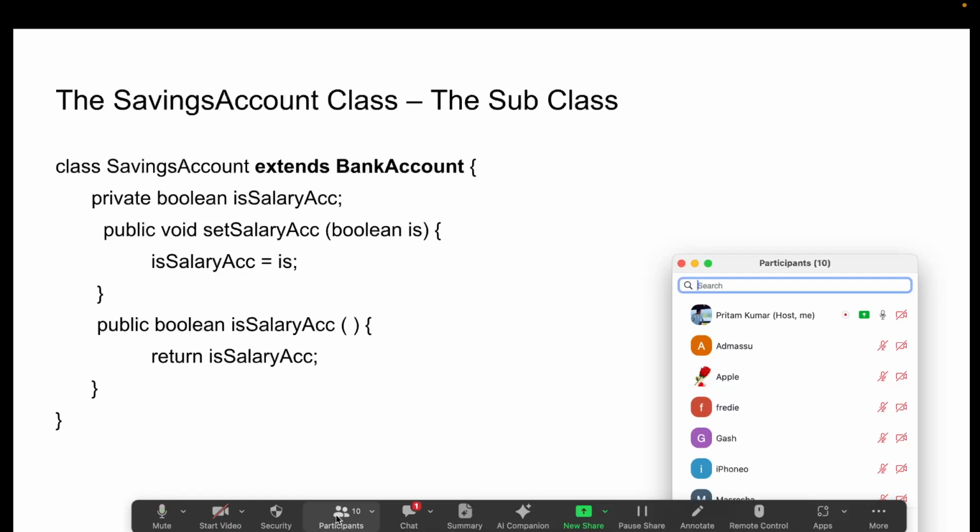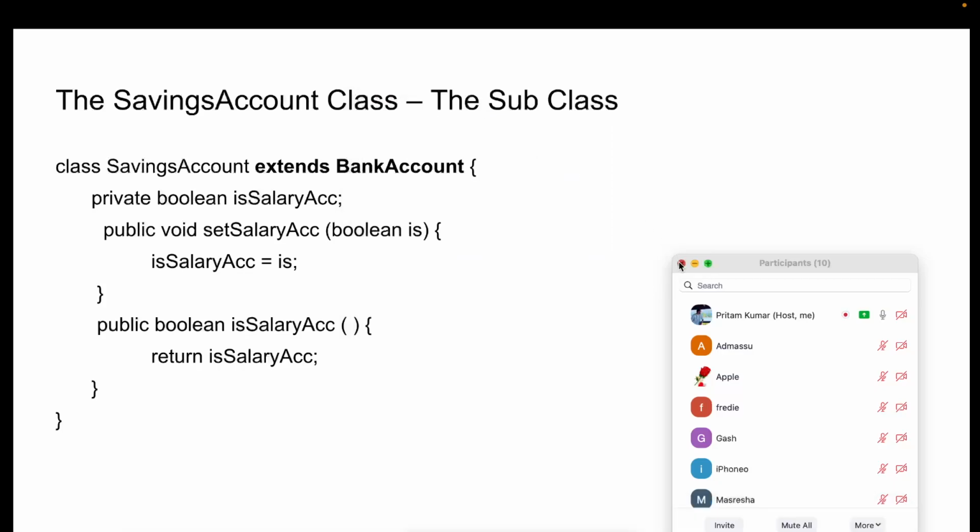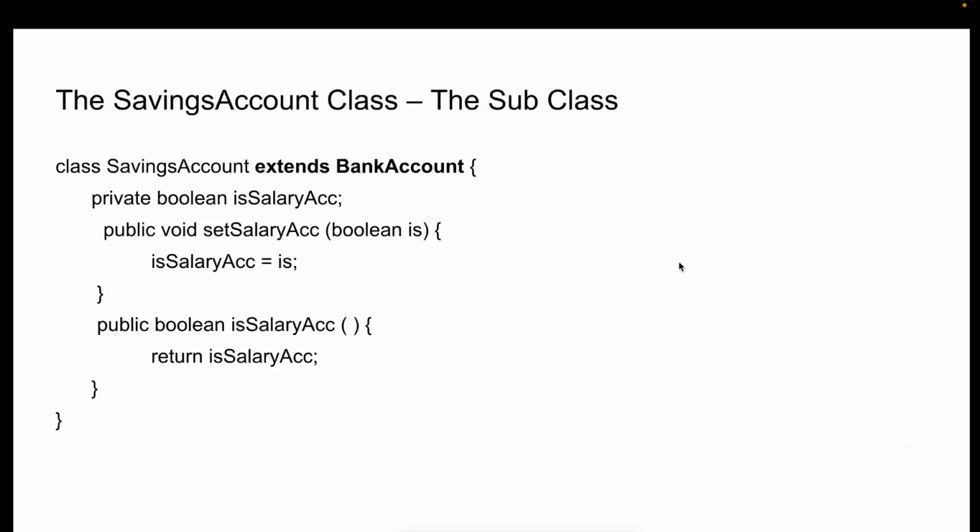Okay, I think someone has, yeah, TJ, no. Yeah, no is the correct answer, because whatever properties or behavior that you have already defined in the parent class will be available to the child class, but it is not the other way around. Whatever you have defined in the child class will not be available to the parent class. So that is one important concept to remember.